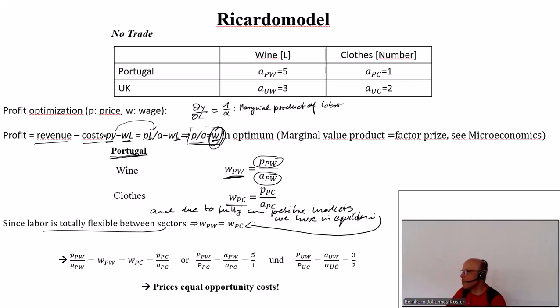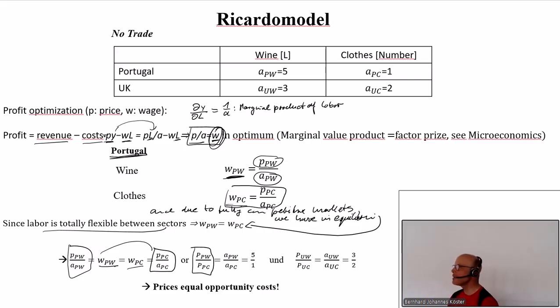Well, and this now we just insert: wage in the wine sector and wage in the clothes sector are the same. We had our conditions that wages are price over labor coefficient in both sectors. So this is equal to this. And we end up with the relative price in every country being just the ratio of our two labor coefficients.